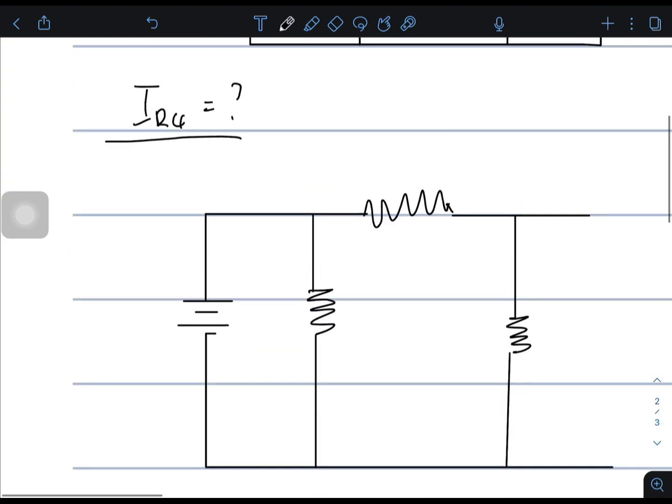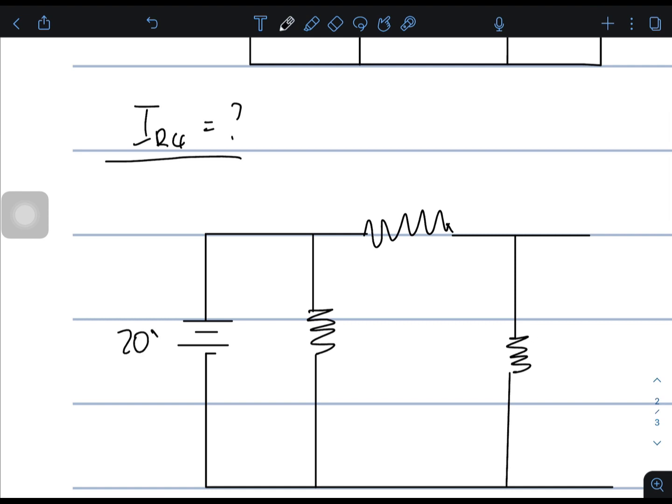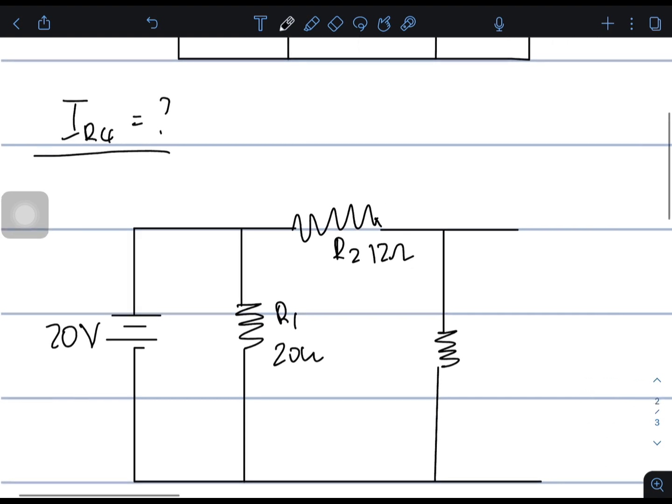We have removed R4 because it is our resistor of interest, the resistor that they questioned us on. R1 is 20 ohms, then R2 12 ohms, then R3 8 ohms. Then this is terminal A and B.